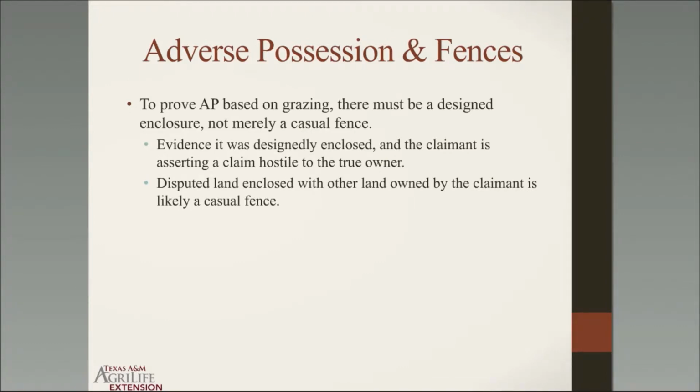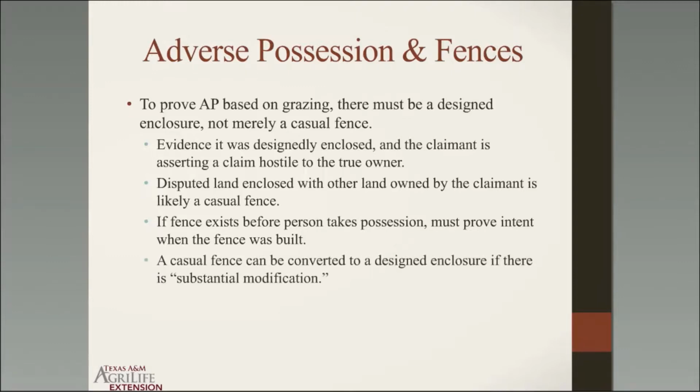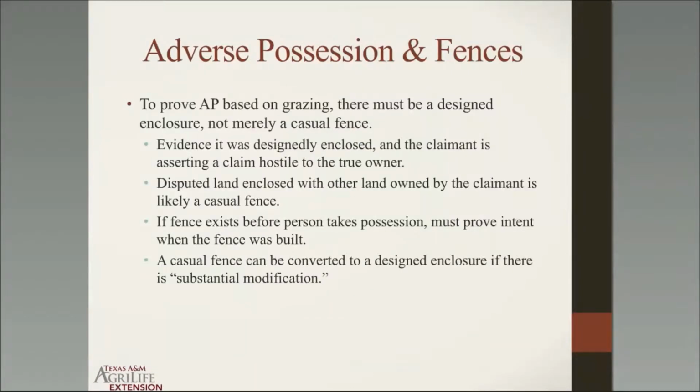But if the landowner came in and really changed that fence, so maybe they took it from a barbed wire fence to a net fence, that may be a designed enclosure. Or if they went in and built another fence on their side, letting their animals graze on your property, that may be a designed enclosure. If the fence existed before the person took possession, you've got to prove that the intent was for there to be a designed enclosure when that came into play. So again, there's some cases on this. It's a hard claim to prove, but also it's a good reason why you need to make sure your fences are built on the boundary line where you need to have them built.